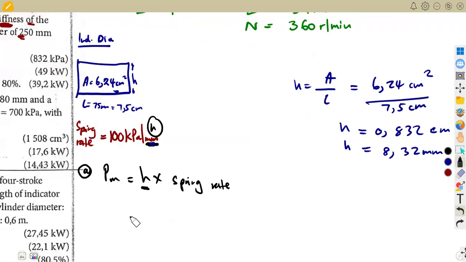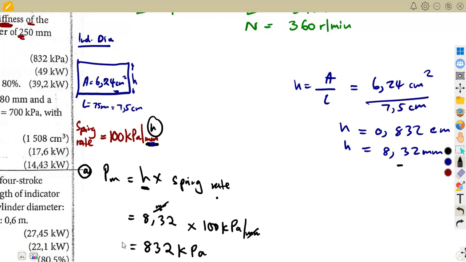So we are simply going to multiply the height that we got in millimeters, 8,32, it's already in millimeters, times the spring rate, which is 100 kilopascal per what? Per millimeter. This millimeter per and this millimeter cancels. We remain with kilopascal as our pressure. So that gives us 832 kilopascal. That's our PM, which is the indicated mean effective pressure.